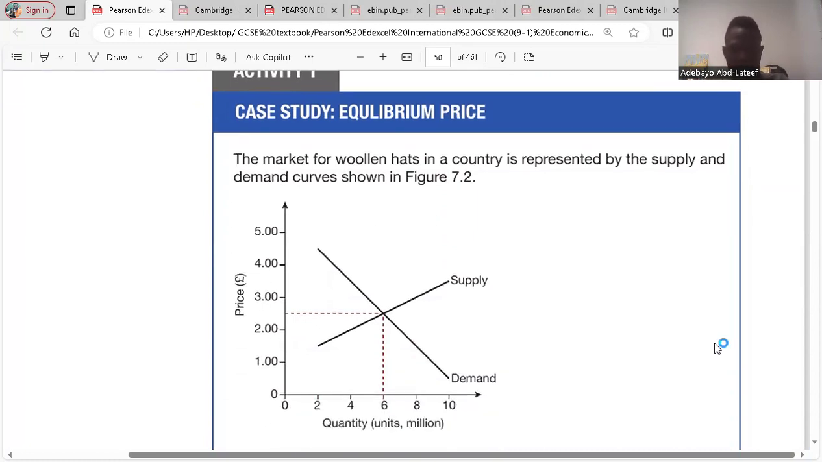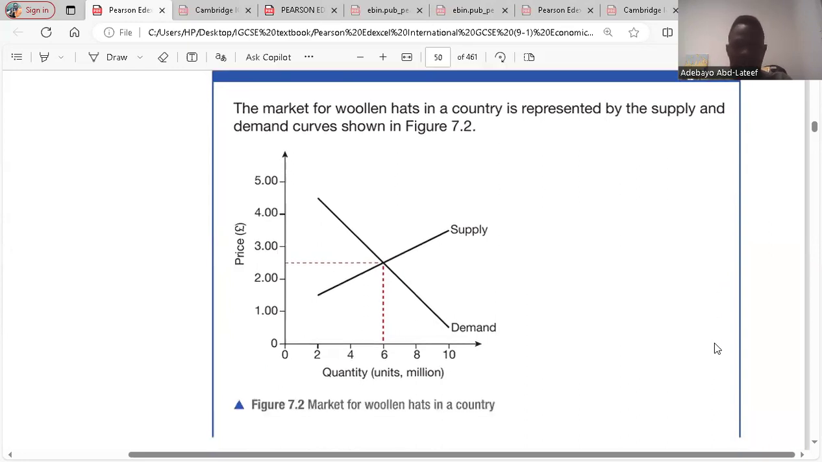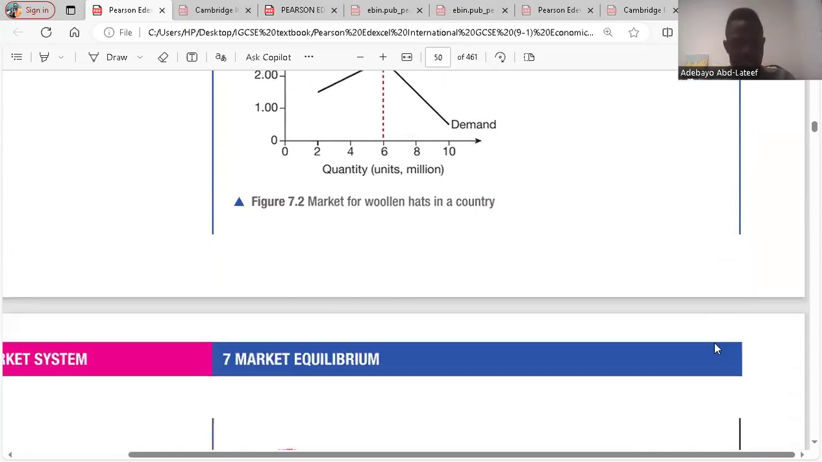Equilibrium price. So here we have different prices and quantity. The equilibrium quantity is at 6, where the price would be around 2.5. Do you get it? Yes. Okay. So based on this graph, our equilibrium quantity is 6 million units and the price is 2.5. Okay. Now go to the question.